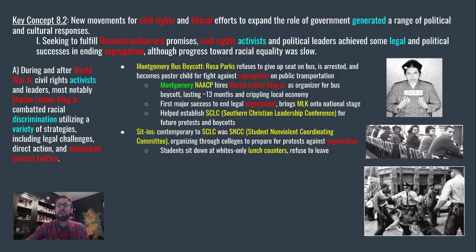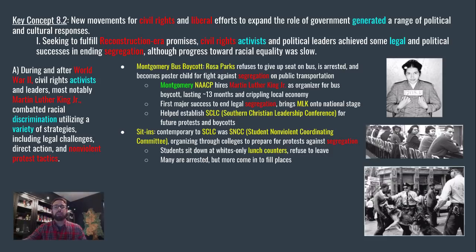So what did they do? They would come into these lunch counters, they would sit down, and they would basically say, I would like to order some food. They would be denied service, but they would refuse to leave. And if they were told to leave, they would just say, I just want to order some food, to make it clear that they were being nonviolent, kind of nonviolent civil disobedience.